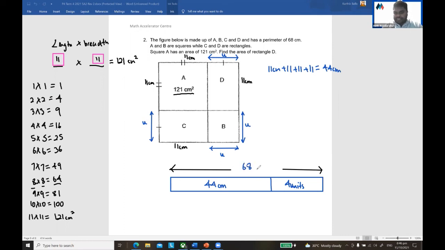Which is 68 cm. Okay, so how do we find the 4 units then? You take 68 cm minus 44 cm. So this gives you 24 cm.